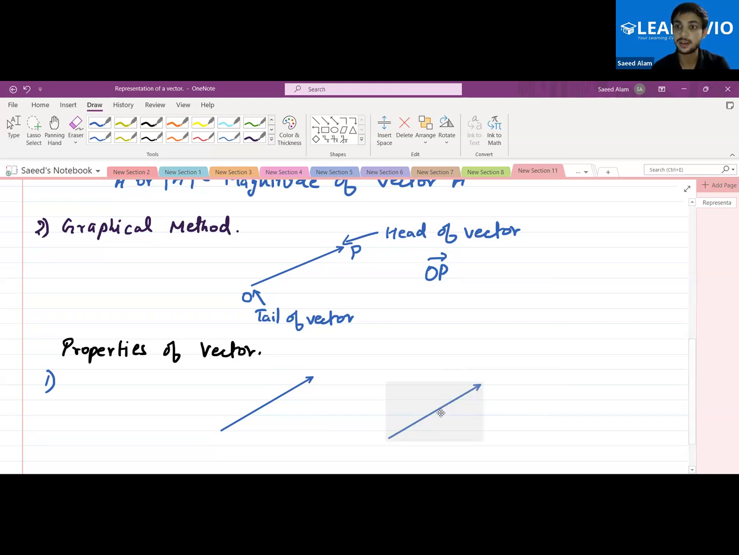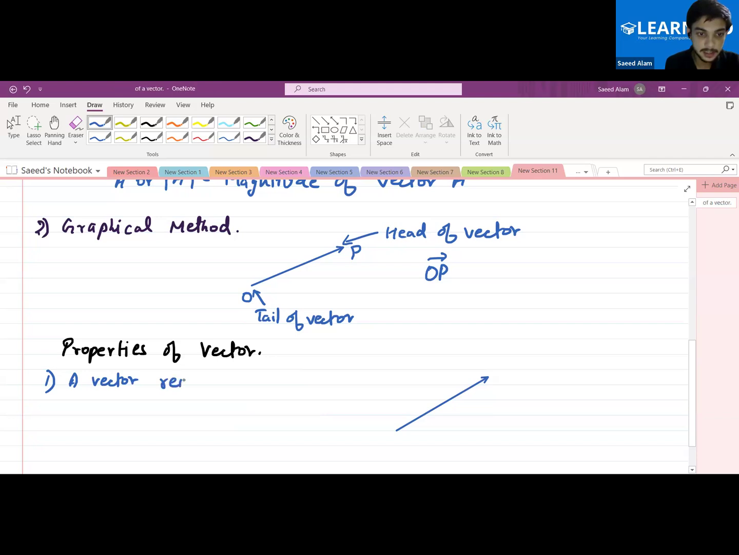The reason behind this is on shifting, it is still pointing in the same direction. Can you see this? I'm not rotating it, I'm not changing the direction here. So that means a vector remains unchanged if shifted parallelly. For example, I'm just shifting it to this point. So what we can write here is that a vector remains unchanged.